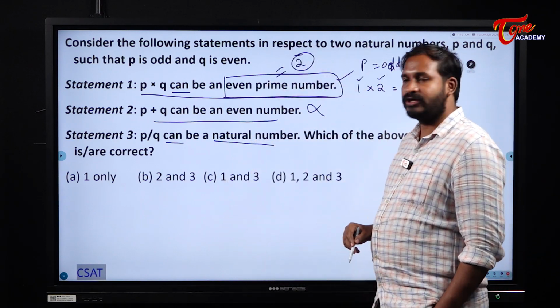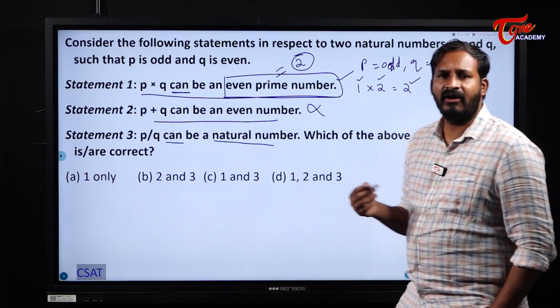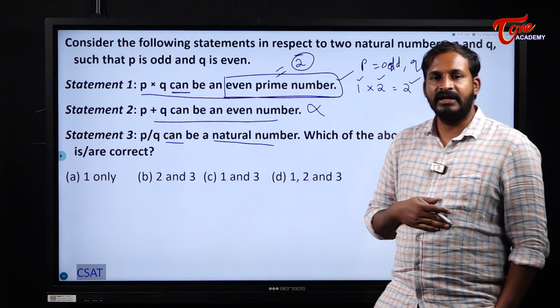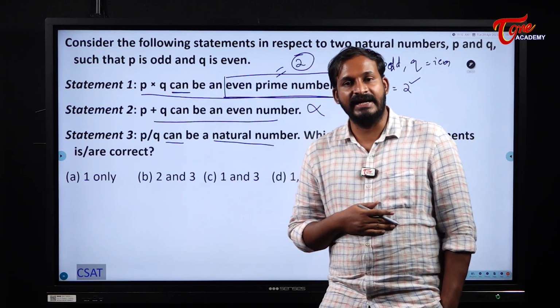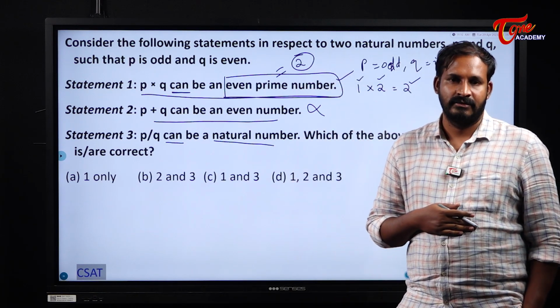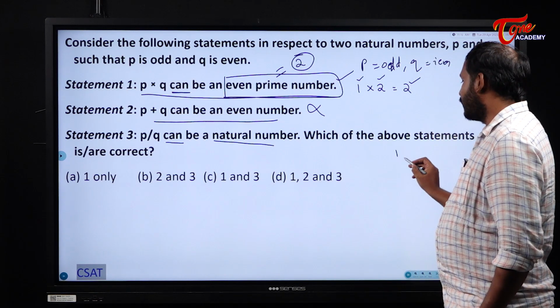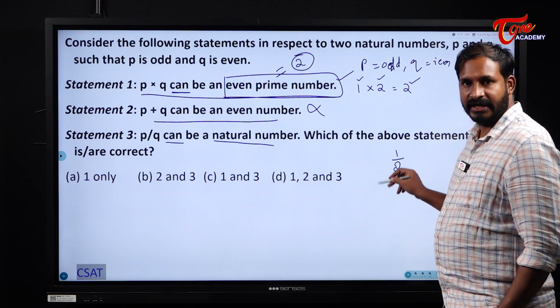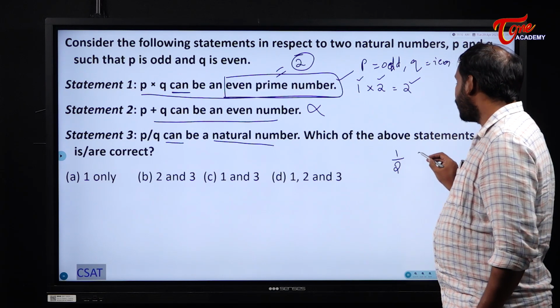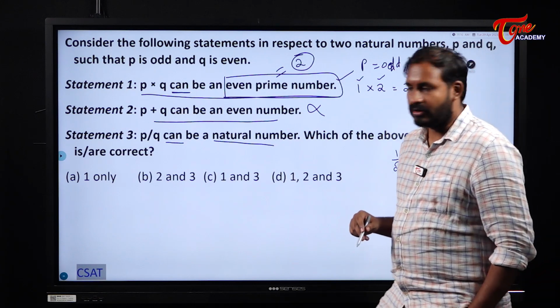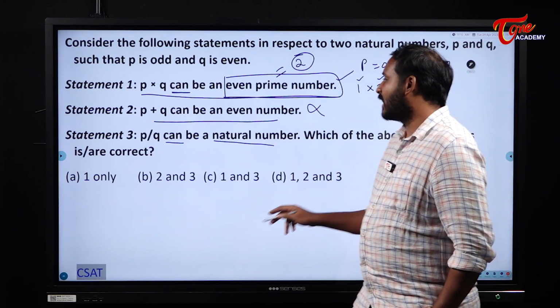Now P is odd and Q is even. Will an odd number be exactly divisible by an even number? No, not at all possible. Why? Because 1 by 2, will you get a natural number? No. An odd number is not exactly divisible by any even number. Because of that reason, this third one is also wrong.